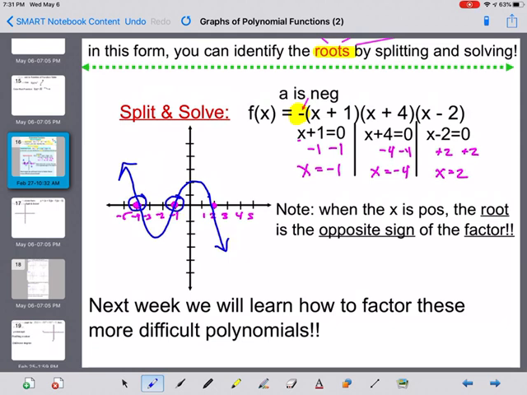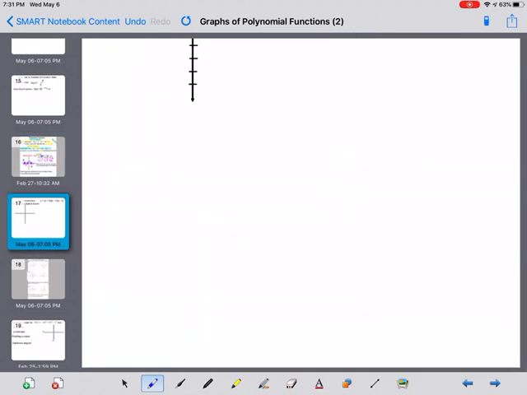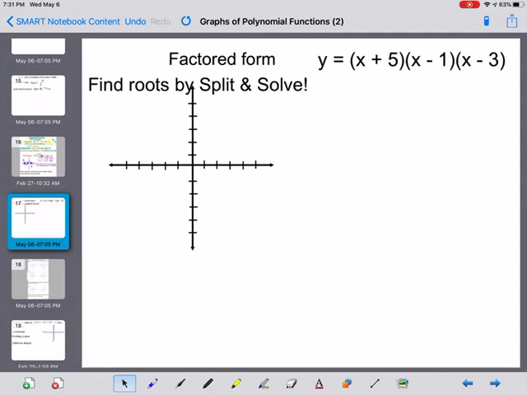So you split and solve, and then you look for the roots, and you make sure that they match with the numbers here. Quick note, when the x is positive, the root is the opposite sign. So if it's plus 1 inside here, then the root is negative 1. That's a quick way to match it up. Next week, we're going to learn how to actually factor these more difficult polynomials. So pause, take notes on that.